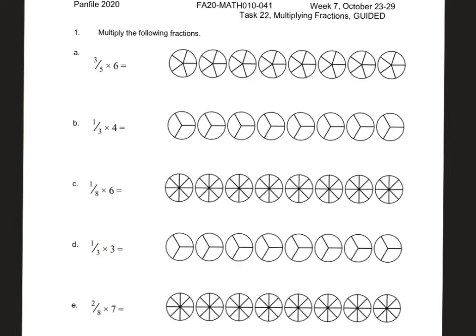it's going to take us some time to count exactly how many fifths we have. So we have 1, 2, 3, 4, 5, 6, 7, 8, 9, 10, 11, 12, 13, 14, 15, 16, 17, 18. So we have 18 fifths.